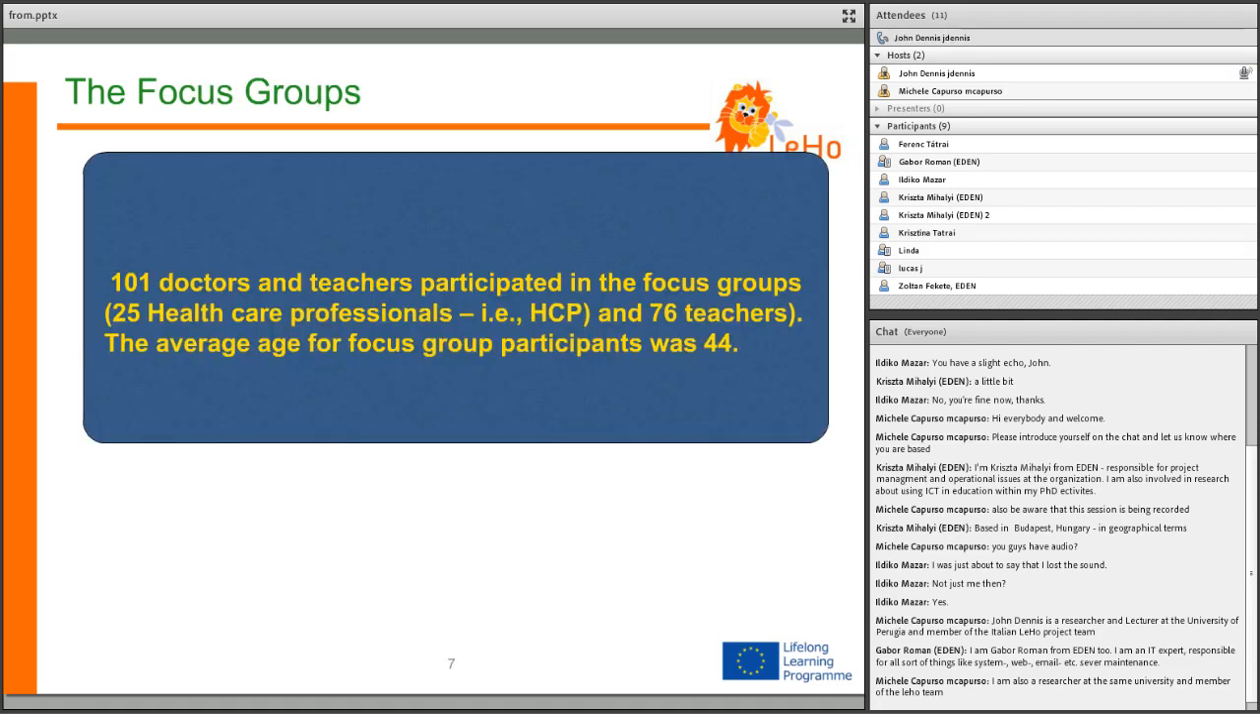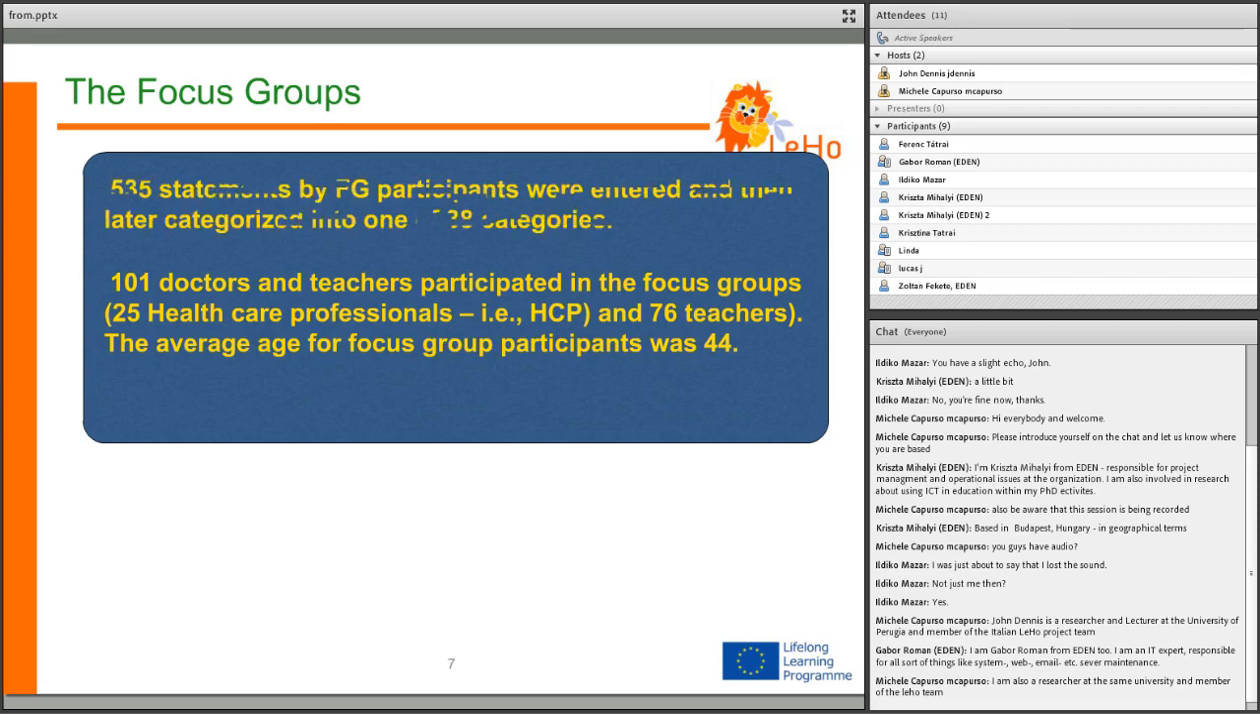So we got 101 doctors and teachers: 25 healthcare professionals and 76 teachers. The average age of the participants was about 44 years old. There were 535 statements from the focus group entered into the matrix, and later categorized into 38 categories.